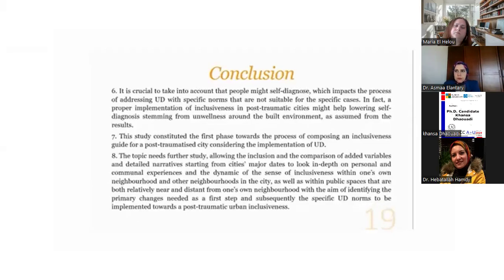And the topic, of course, needs further study, allowing the inclusion and the comparison of other variables and detailed narratives, starting from the city's major dates to look in depth at personal and communal experiences and the dynamic of the sense of inclusiveness within one's own neighborhood and other neighborhoods in the city, as well as within public spaces that are both relatively near and distant from one's own neighborhood, with the aim of identifying the primary changes needed as a first step, and subsequently the specific universal design norms to be implemented towards a post-traumatic urban inclusiveness.